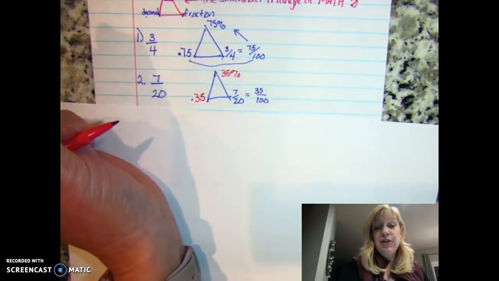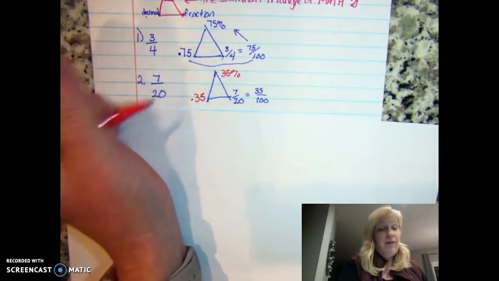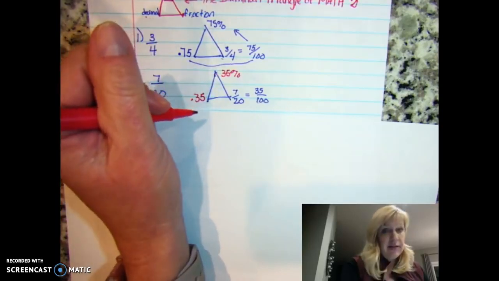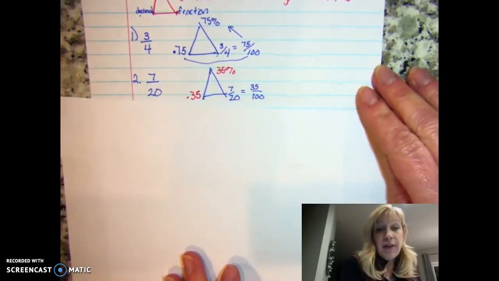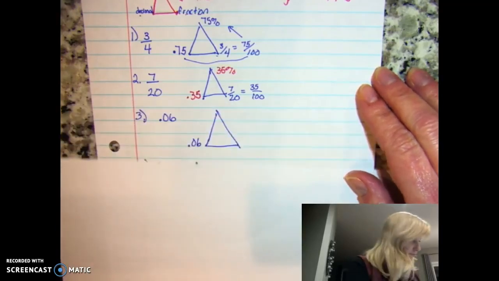If I ask you for 7/20 of a dollar, you would give me 35 cents. If I ask you for 35% of a dollar, you would give me 35 cents. If I said give me 35 hundredths of a dollar, you would again give me 35 cents.